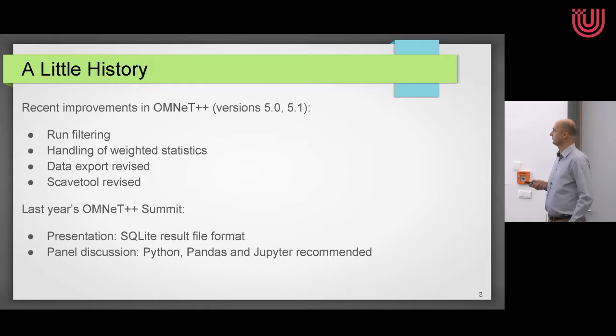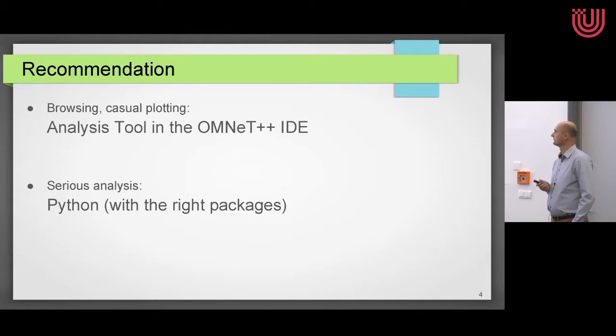There was a lot of stuff done for the 5.0, 5.1 versions, and also last year's summit was quite a milestone because we presented the SQLite result format, and at the panel discussion, Python and Pandas and the usefulness of Jupyter was mentioned, which made us look at these topics and how to use these tools for OMNeT result analysis. So basically, I give you the guts in the first slide, so you can sleep afterwards.